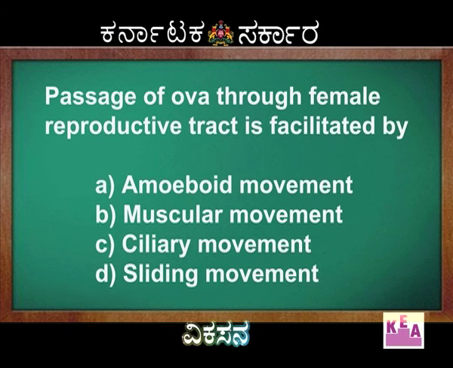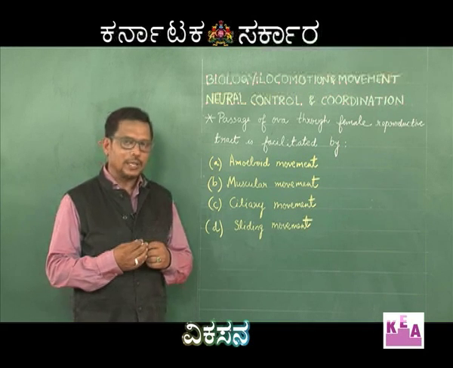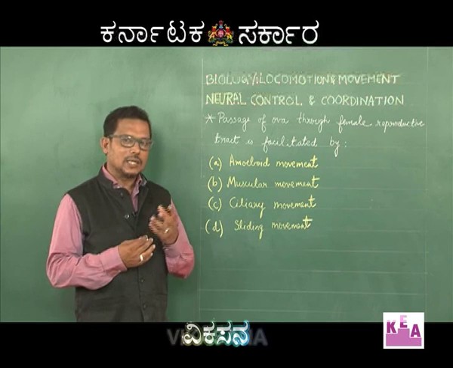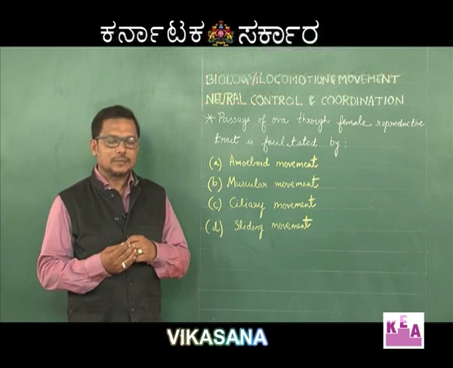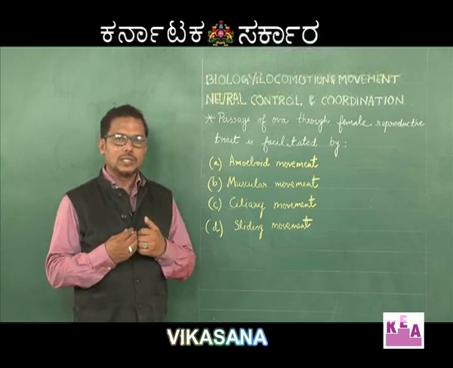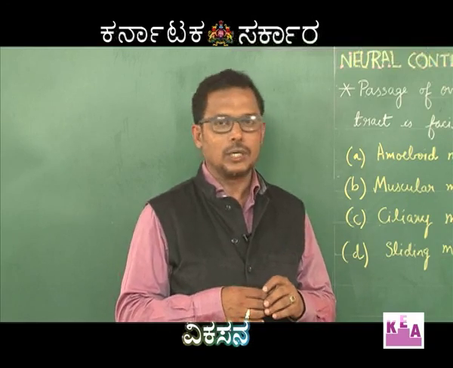Next question: passage of ova through the female reproductive tract is facilitated by option A amoeboid movement, option B muscular movement, option C ciliary movement, and option D sliding movement. If you look into the options, amoeboid movement is brought about by WBC cells, especially phagocytes. These are the wandering cells in our body. They wander in search of pathogens or antigens. They immediately engulf the pathogens and destroy them. This process is called phagocytosis.